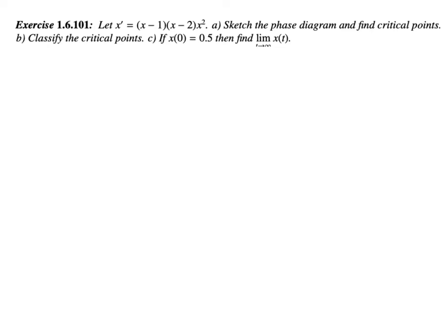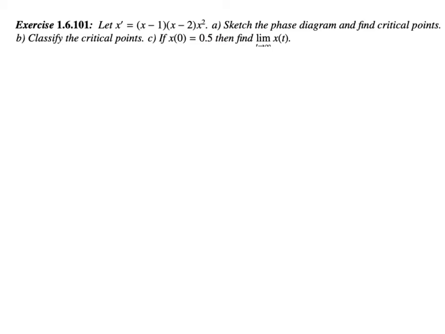Hi everyone, in this example we're going to take a look at one of the exercises at the end of section 1.6, and that section covers what are called autonomous differential equations. And so here we're looking at an autonomous differential equation because it only depends on the dependent variable x here. So this formula for the differential equation depends only on x, and there's no dependence on the independent variable t.